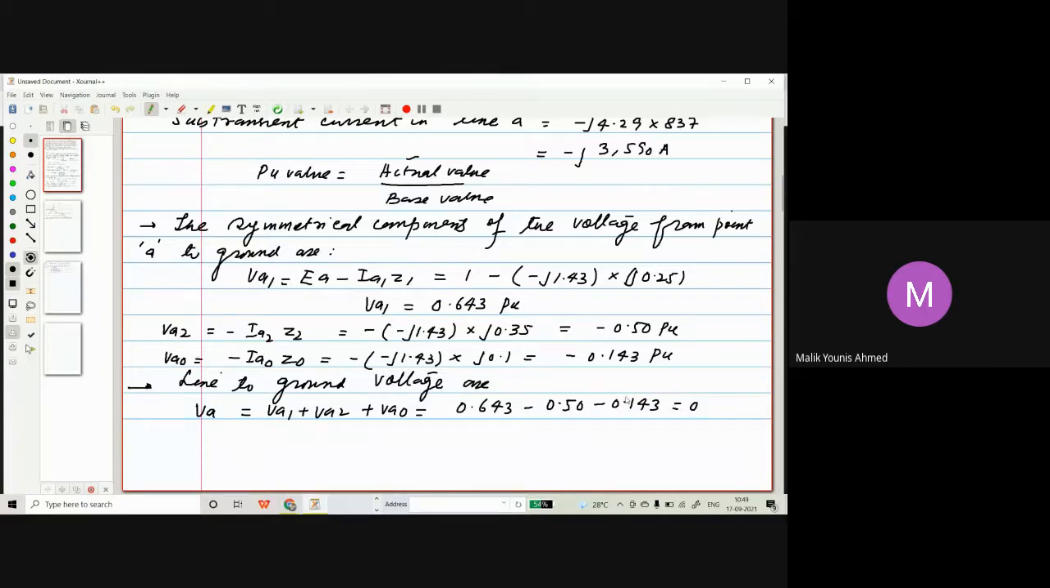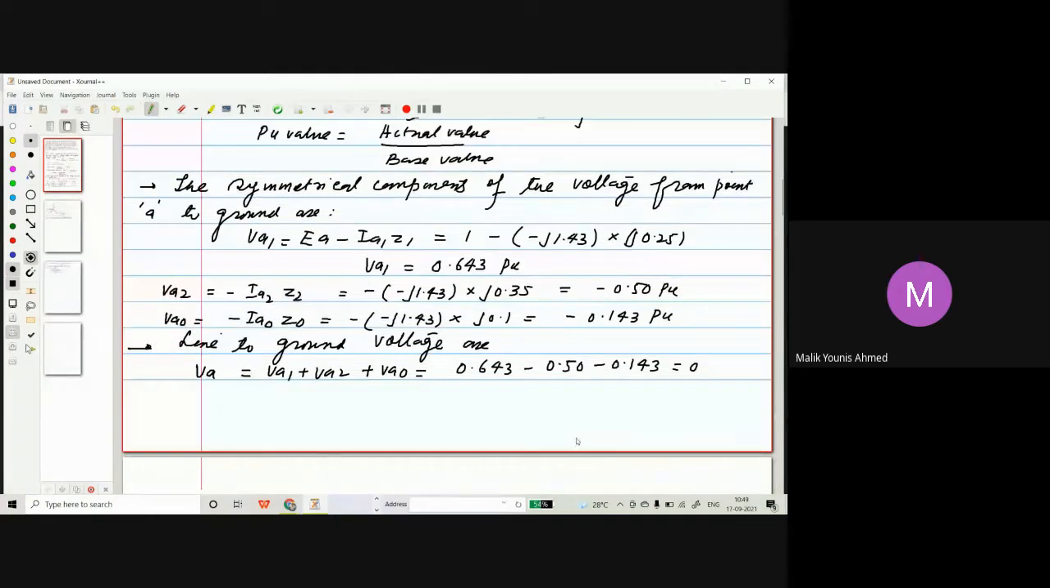That value should be 0 because the fault has occurred in phase A, so it has to be 0 because it is grounded. That clarifies that your calculations are correct. So VB in terms of the sequence voltages will be VA0 plus a square VA1 plus a VA2. That formula we already know. We are going from sequence to phase. You have to remember those formulas.